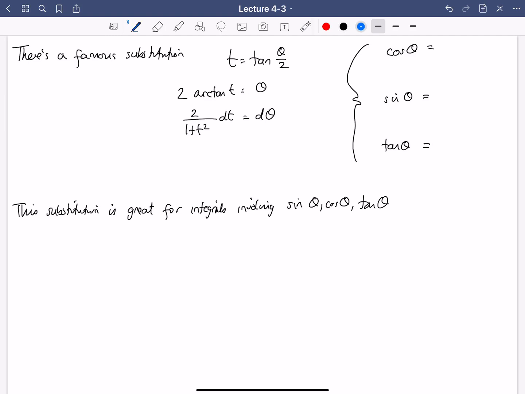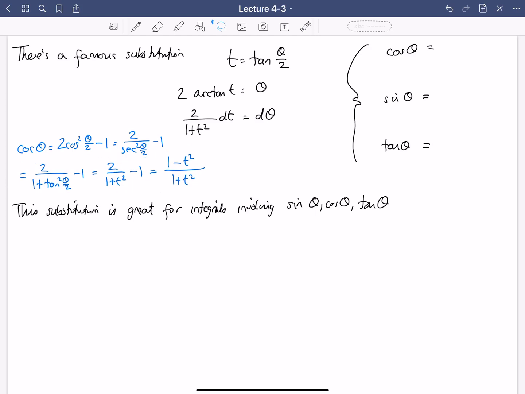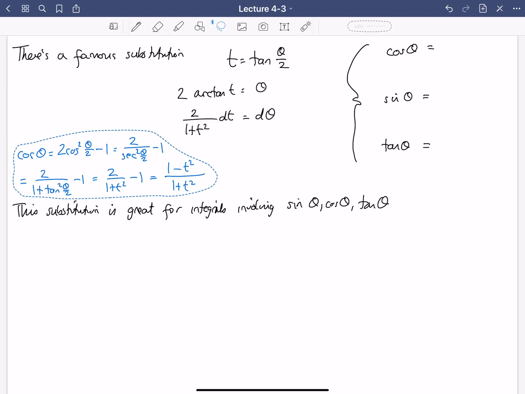And we've got to work out cos theta, sine theta, and tan theta in terms of t. Let me quickly do that. Cos theta is, by the double angle formula, 2 cos squared theta over 2 minus 1. I want to turn that into tan, right? So cos squared is 1 over sec squared. And so that's 2 over 1 plus tan squared, since sec squared is 1 plus tan squared. So what have I got? I've got 2 over 1 plus t squared minus 1. And if I put that all over the common denominator, 1 plus t squared, then I get 2 minus 1 minus t squared. Okay, so that's how we're going to replace cosine.